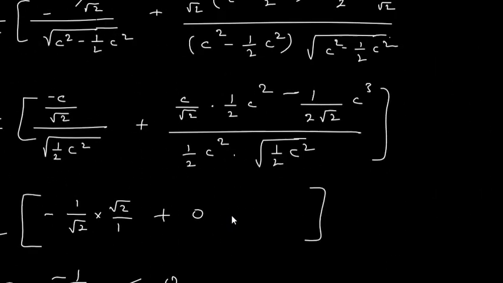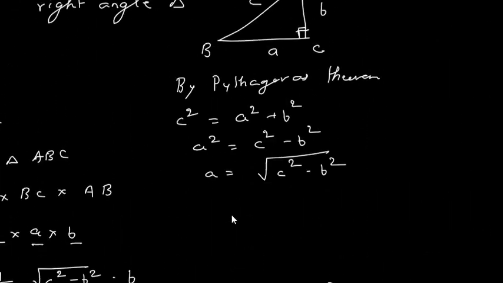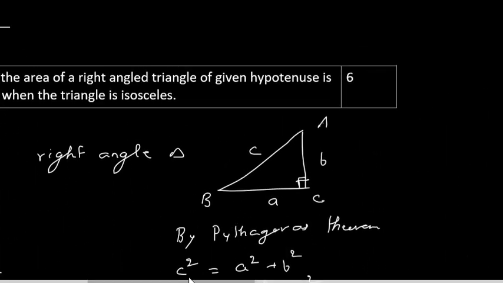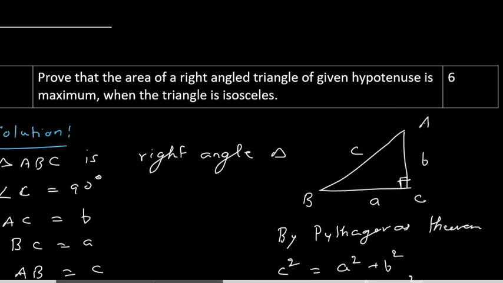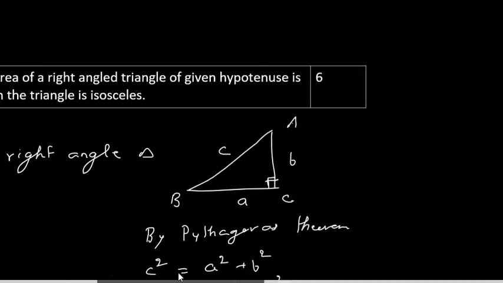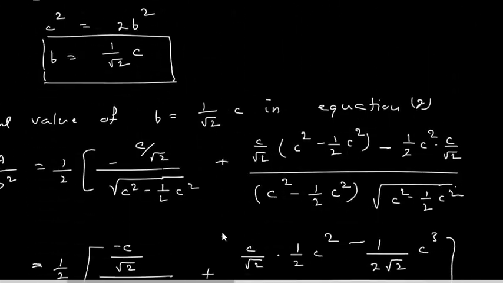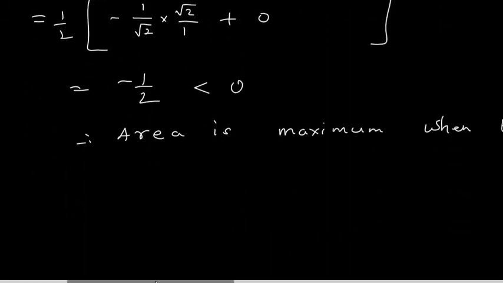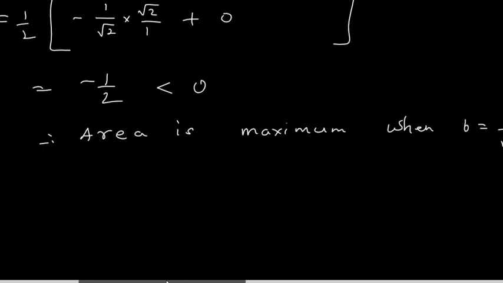Okay, so area is maximum when b is equal to c upon root 2. They haven't asked us to find maximum area. Let us check the problem again. The problem is, we have to prove that the area of a right angle triangle of a given hypotenuse is maximum when the triangle is an isosceles triangle. So here the area is maximum when b is c upon root 2.